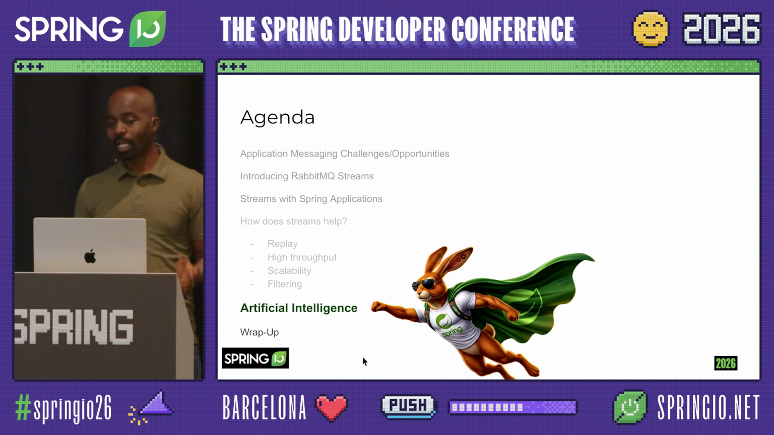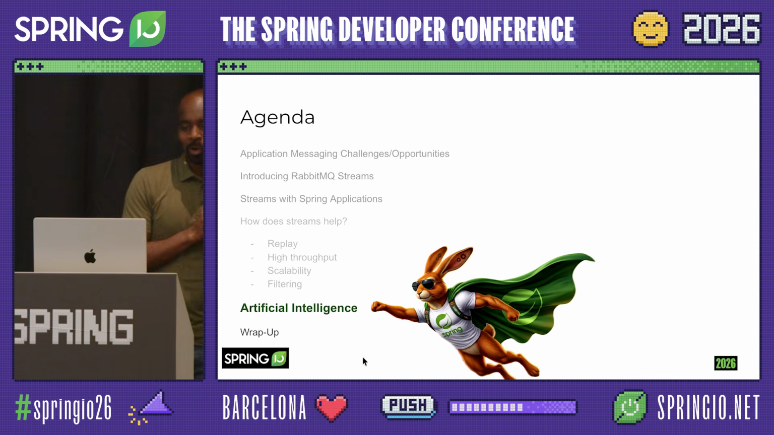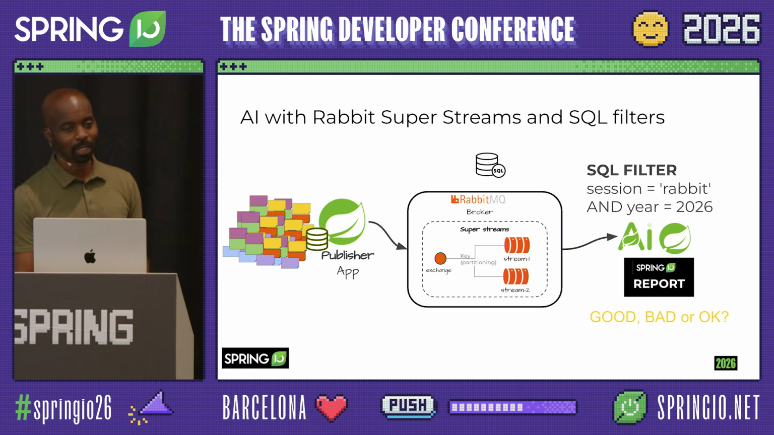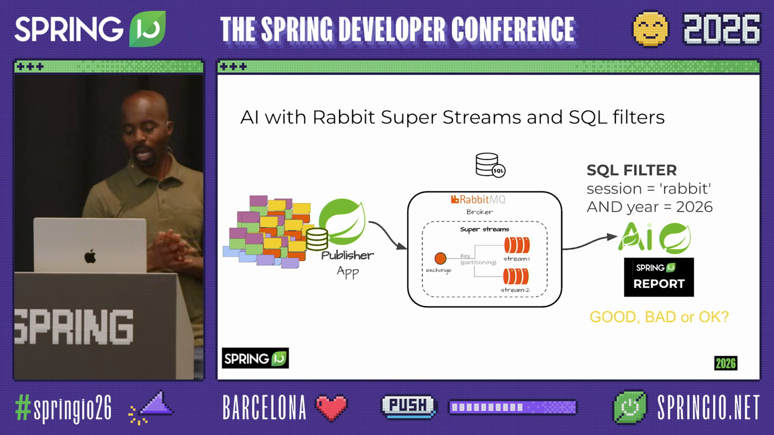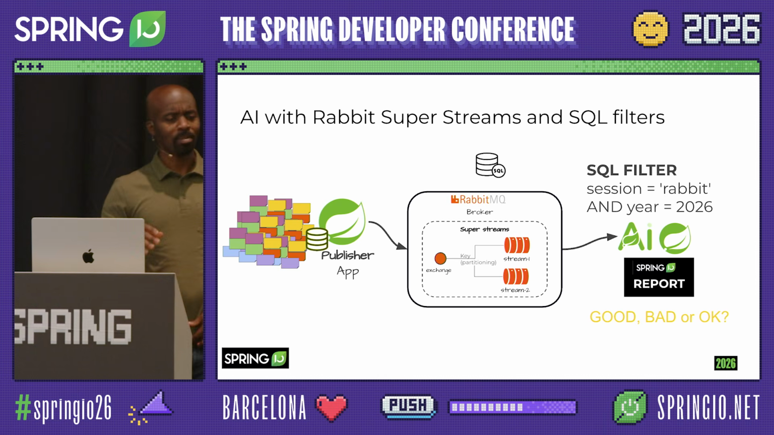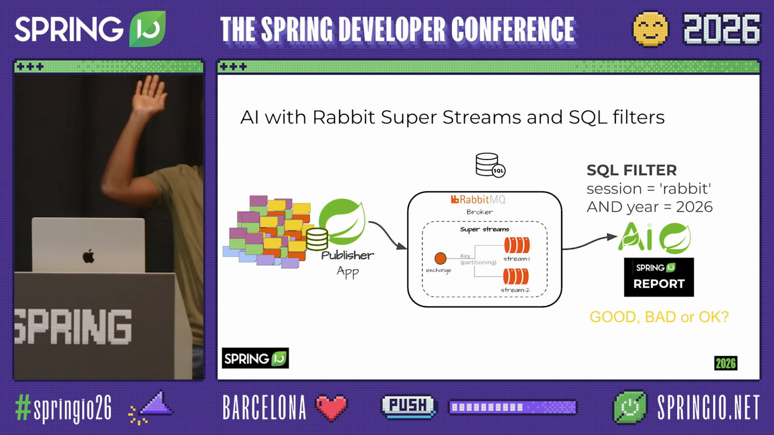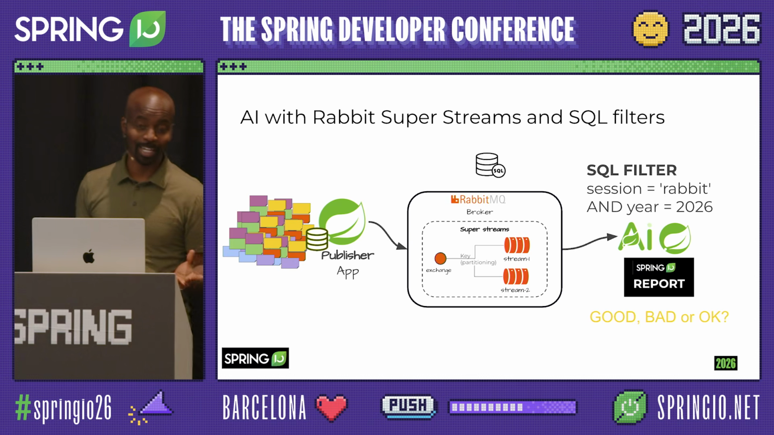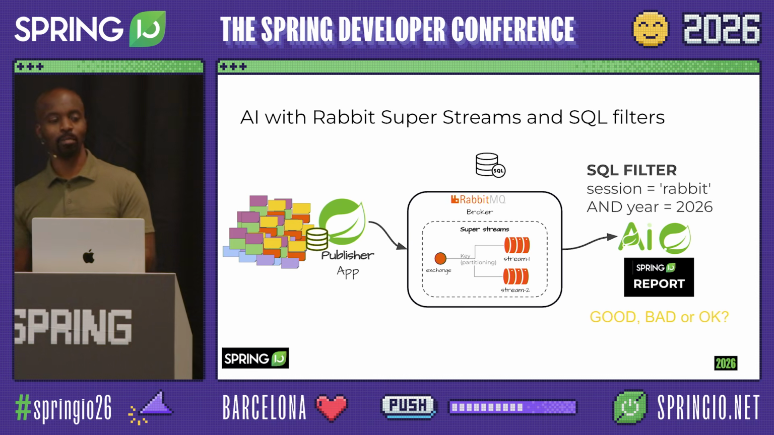So I always feel like no talk is complete without some mention of artificial intelligence, or AI, in some way, shape, or form. So I had to do it, right? In this case, I'm using Spring AI. How many of you are familiar with and have played around with Spring AI? All right. If you're not familiar with it, it's basically an abstraction layer to be able to talk to a model, right?